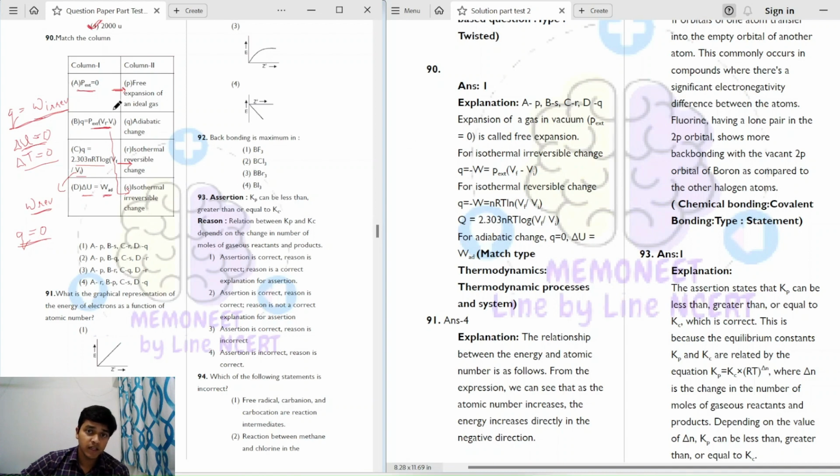If we see, we will have A matched to P, B matched to S, C matched to R, and D matched to Q. So the correct answer will be option 1. Moving on to the next question.